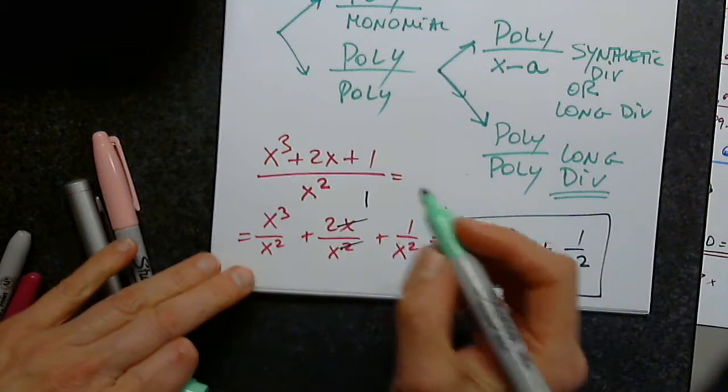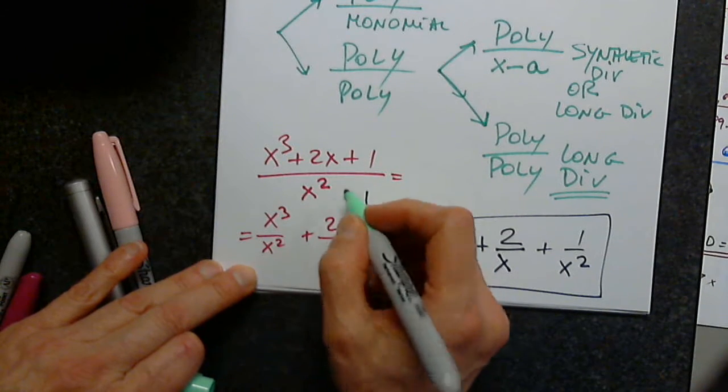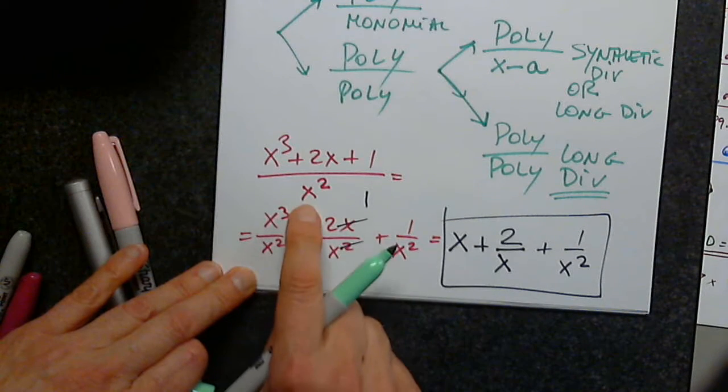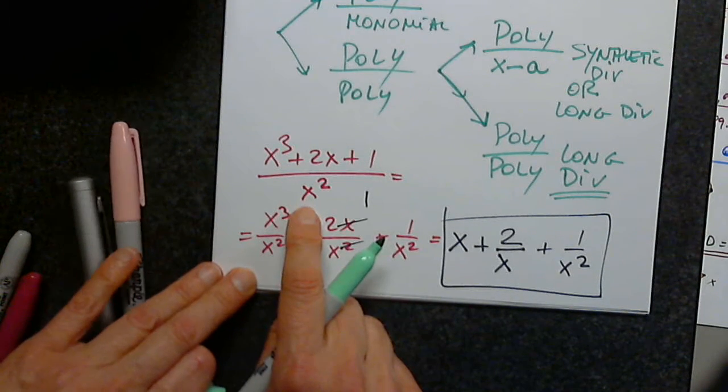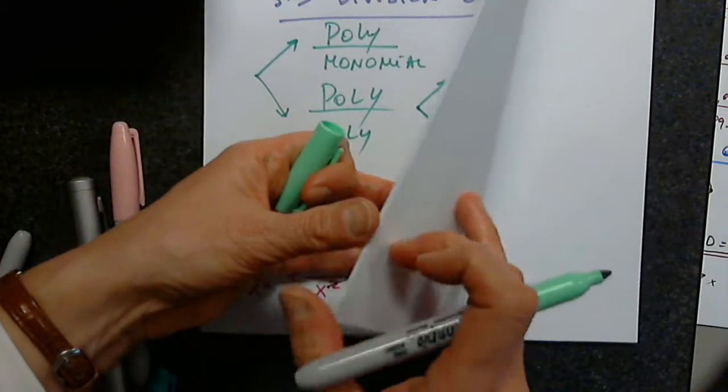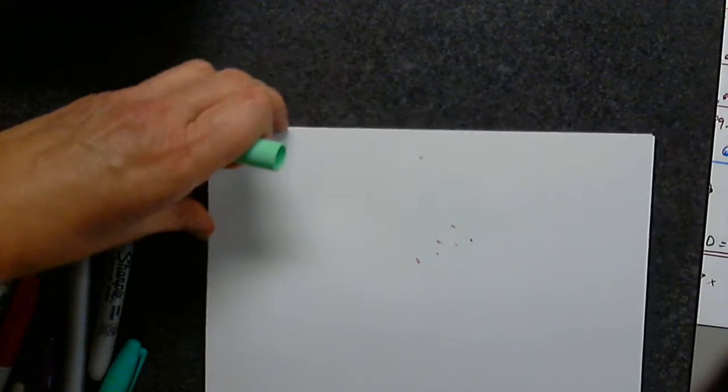At no other point am I allowed to split the fraction. If I have here plus 1, I cannot split the fraction. Only when I have one term in the denominator. Okay, so now we are going to talk about the long division. And then we'll take problems that work with synthetic division. Now I can choose from your book.